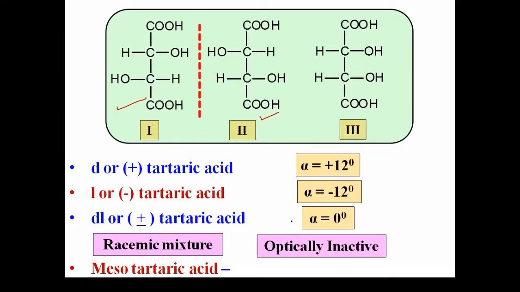Now, let us see the last form, the meso tartaric acid. This form has 2 chiral carbons, but there is a plane of symmetry. Hence, it is optically inactive. It cannot rotate the plane of plane polarized light. It is optically inactive due to internal compensation. And that form is called the meso form. We call it meso tartaric acid. What about the specific rotation? It should be 0. Okay, this is all about the optical isomerism in tartaric acid.